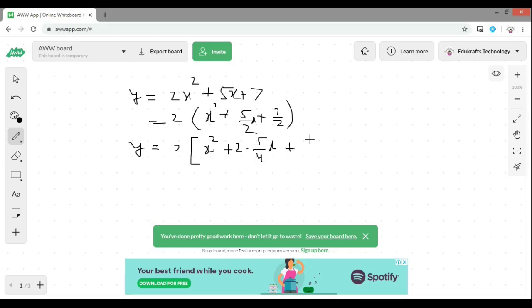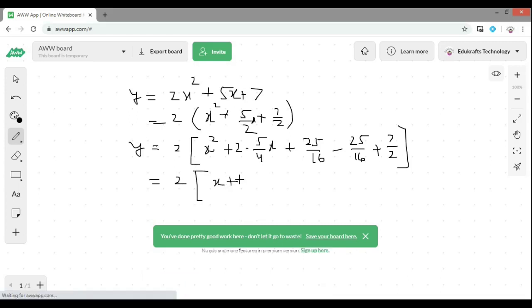Now y will become 2 times x plus 5 by 4, or x square plus 2 into 5 by 4 x plus 25 by 16, minus 25 by 16, just to remove this effect. And then y will become 2, and this is x plus 5 by 4 whole square. The first 3 terms are a square plus 2ab plus b square, so x plus 5 over 4 whole square.